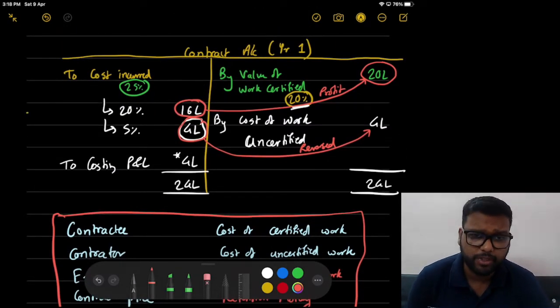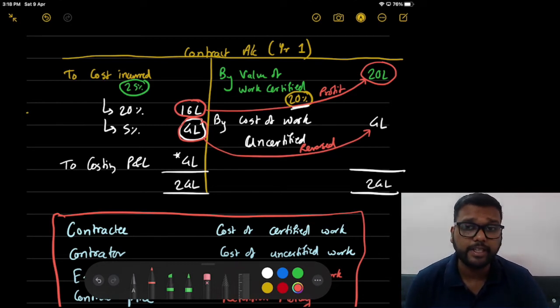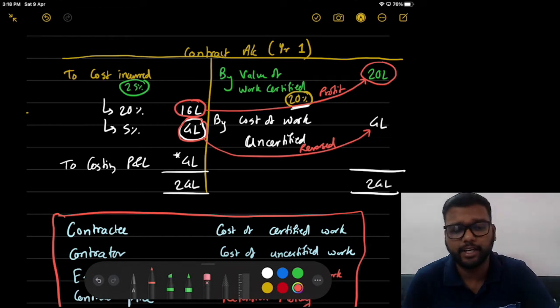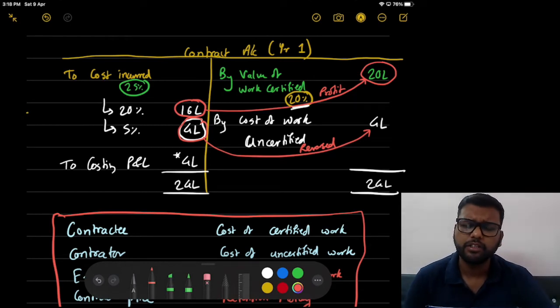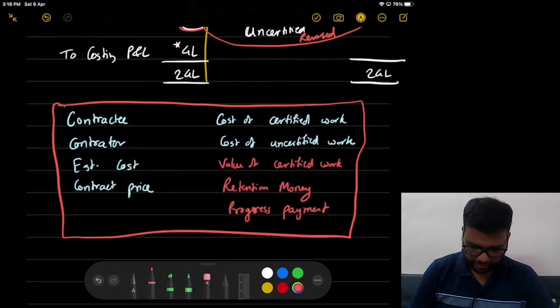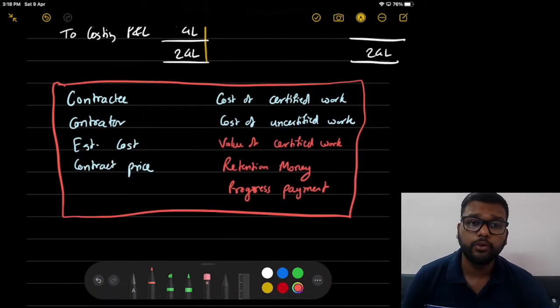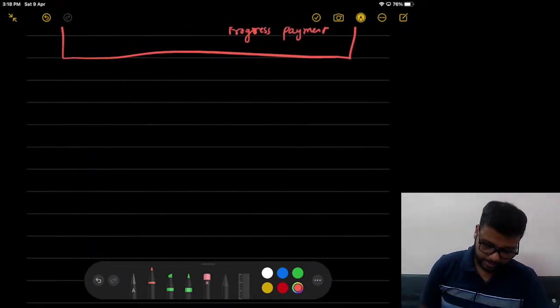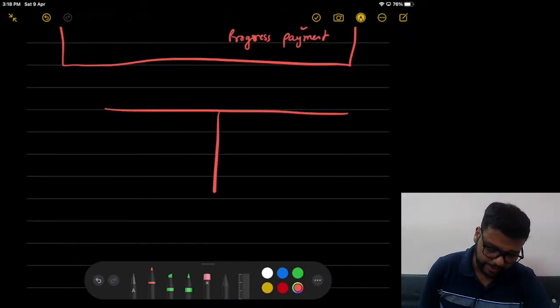The entire chapter is based only on this. There is nothing else in this chapter. There is one more concept of standard costing, but we'll see that at the end. But the entire chapter is based on contract account and these terms. And contract account is always going to be like this. Let me draw it again. Let's see if you have understood it very clearly.